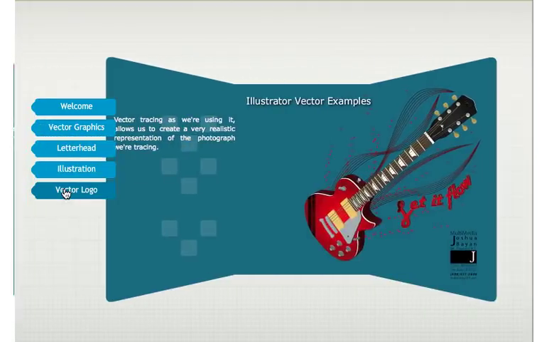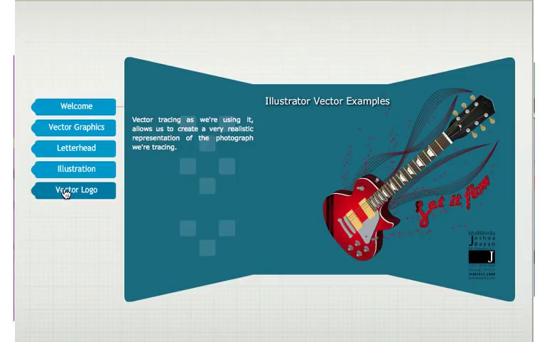We will be ending Illustrator with our vector tracing. And we'll be using that to get very realistic representations of photographs that we're tracing. And we'll turn those into buttons. And that will be our last project.